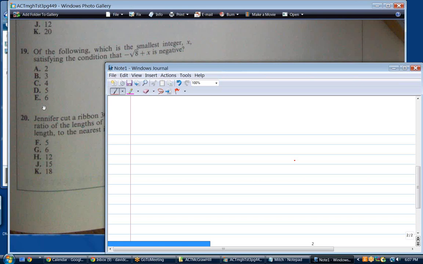You're going to start at 6? Yeah. No. Look at the thing. Which is the smallest integer? If you do 6, it may work. It may produce a negative number, but we don't know if it's going to be the smallest integer. So if we're going to back solve it, we want to start with the smallest and work our way up. So is 2 the correct answer? Well, square root of 8 plus 2, is that positive or negative? That'd be negative. That's the answer.